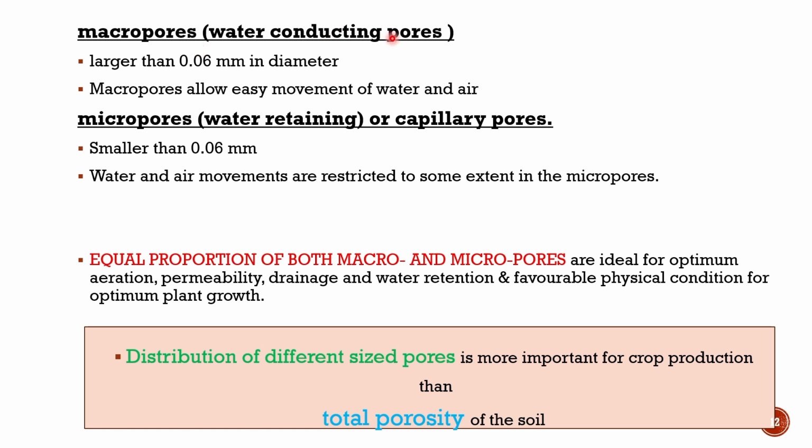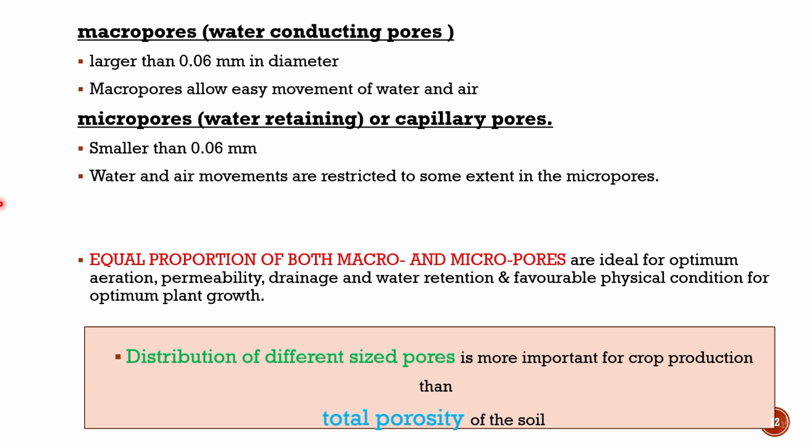Macropores are water conducting pores which are larger than 0.06 millimeter in diameter. Because of its size, it allows an easy movement of water and air. But micropores are water retaining or capillary pores. That is, they are smaller than 0.06 millimeter and they will not allow the easy movement of air and water. Water and air movements are restricted to some extent in micropores.